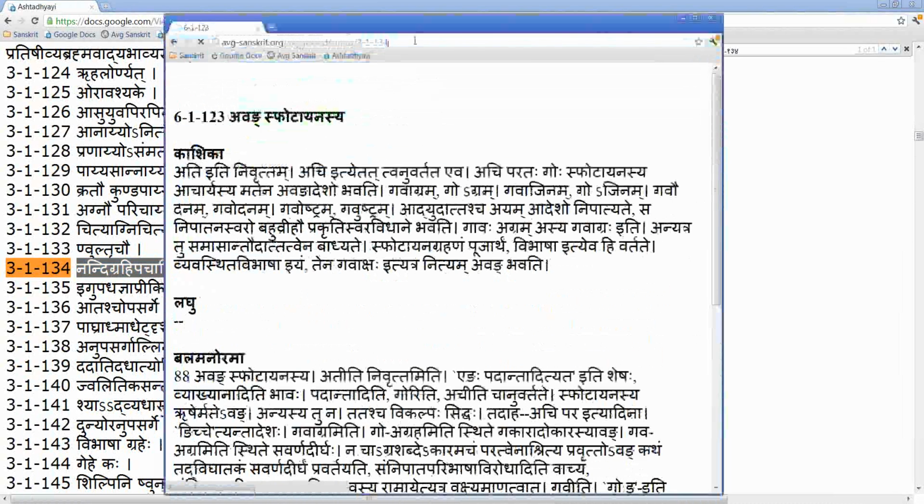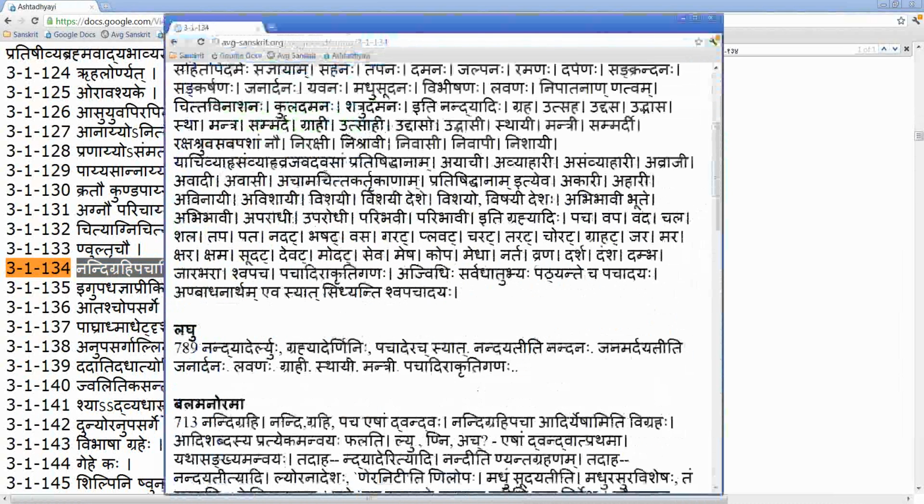So it says: Nandyadeh lyuh, grahyadeh ninih, pachadeh achah. This is the one we need: pachadeh achah. So these dhatus of the pachadi ganaha, this is an akriti ganaha, will get the pratyaya acha. It didn't say upapadam, karmani upapade, supi upapade. Now compare: this did not say anything, it just said pachadeh, nandyadeh lyuh, grahyadeh ninih, pachadeh achah.